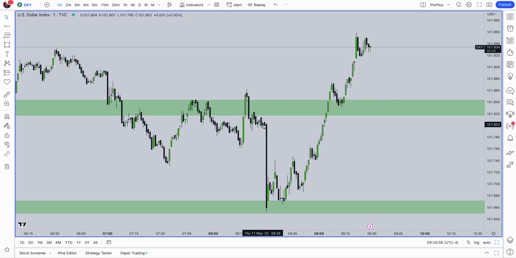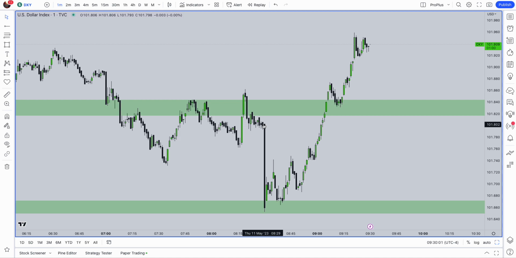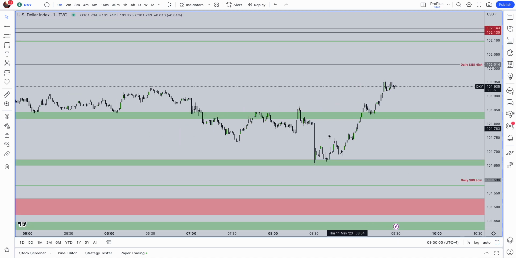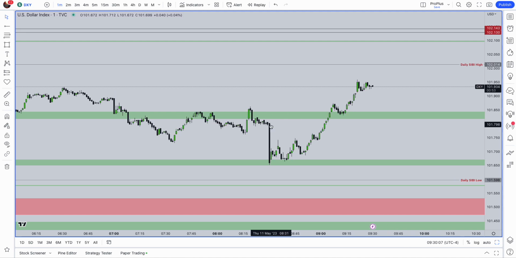So today I'm going to show you a EURUSD trade setup, short. Today is the 11th of May. So we take a look at the DXY. DXY had news come out at 8:30.